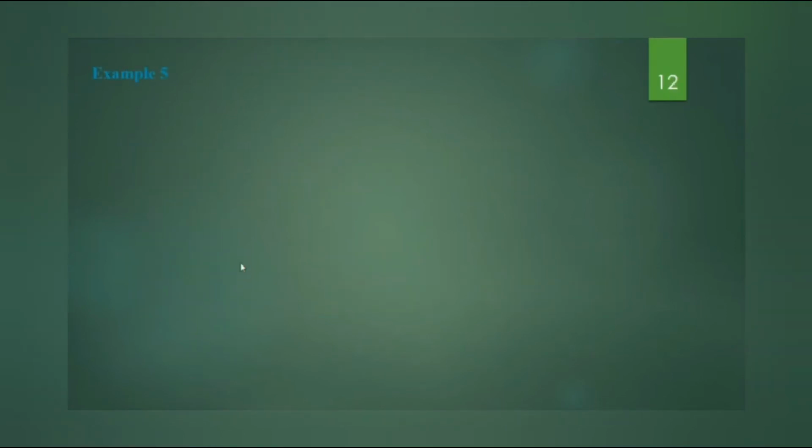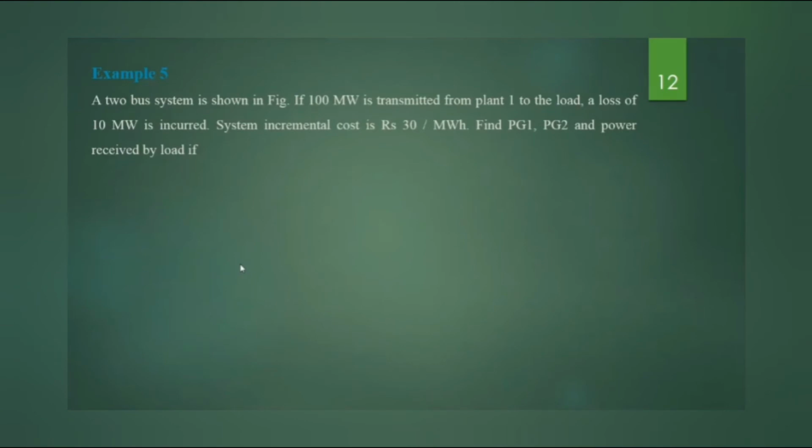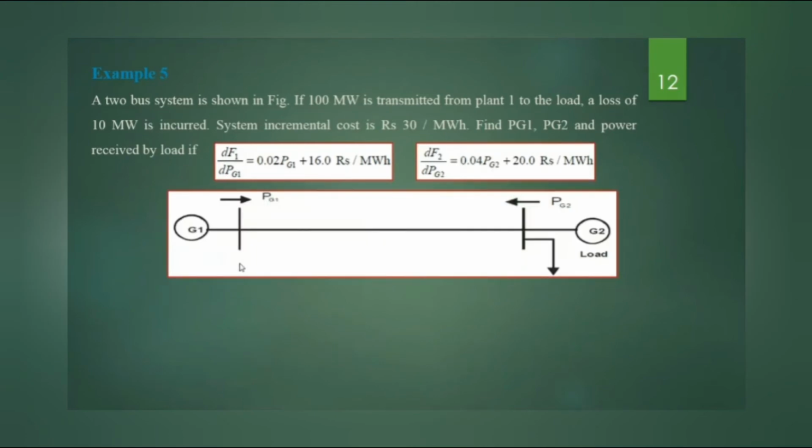Now another example. A two-bus system is shown in figure. If 100 megawatt is transmitted from plant 1 to the load, a loss of 10 megawatt is incurred. The system's incremental cost is rupees 30 per megawatt hour. Find Pg1, Pg2 and power received by load if dF1 by dPg1 equal to 0.02 Pg1 plus 16 rupees per megawatt hour, dF2 by dPg2 equal to 0.04 Pg2 plus 20 rupees per megawatt hour.